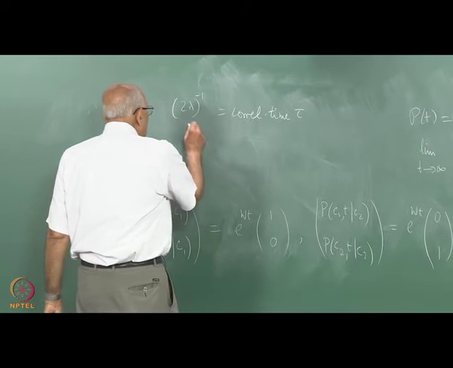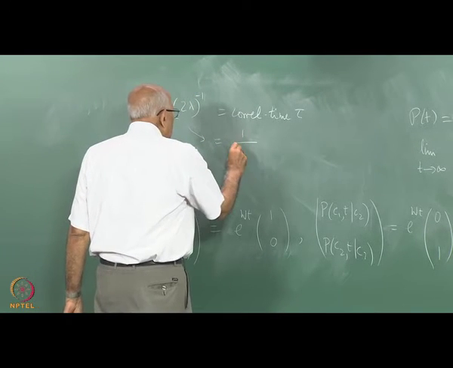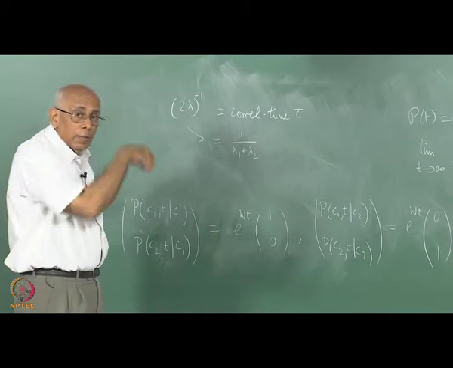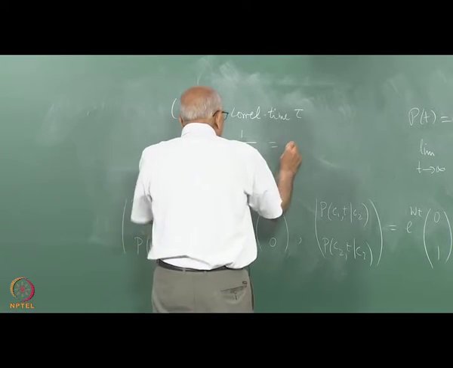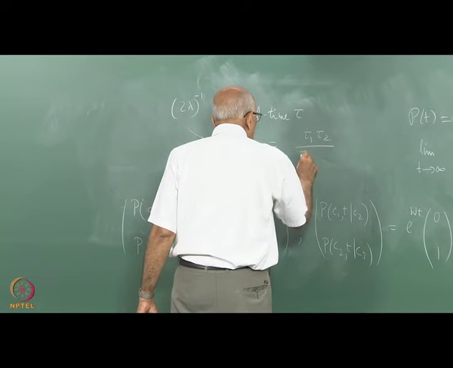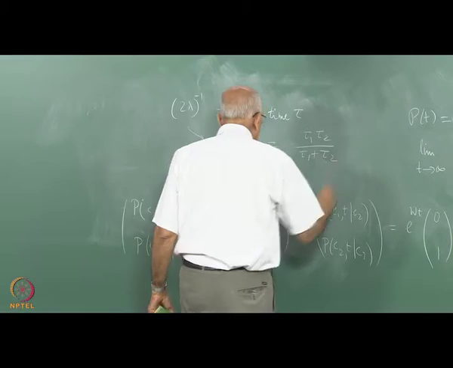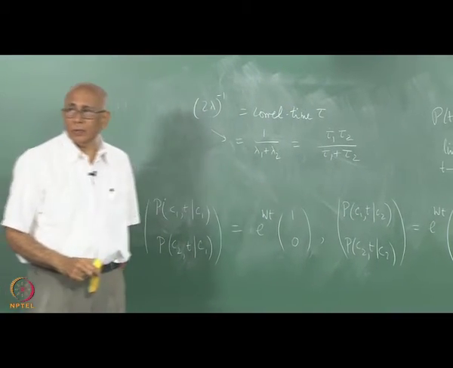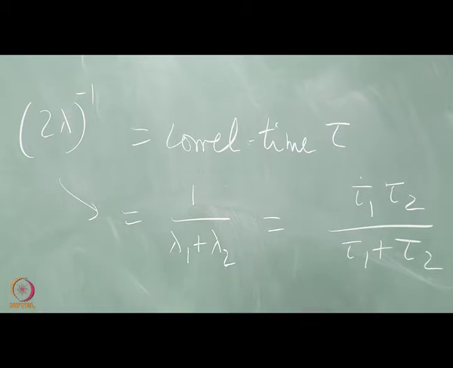But what is this equal to? This is equal to 1 over lambda 1 plus lambda 2, which in turn, remember, is equal to tau 1 tau 2 over tau 1 plus tau 2, because this is 1 over tau 1, that is 1 over tau 2. And what is this number? What sort of mean is it?